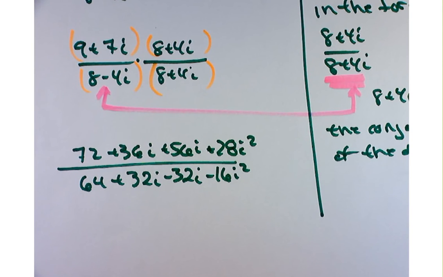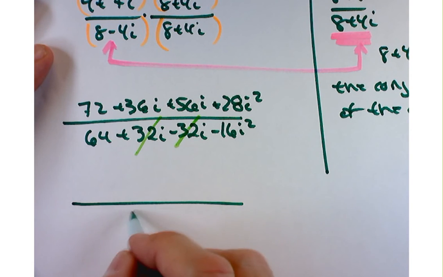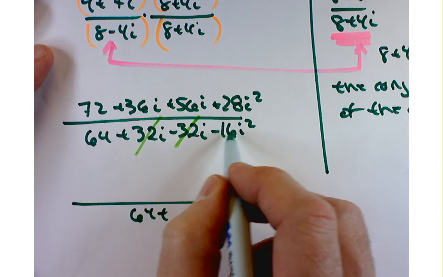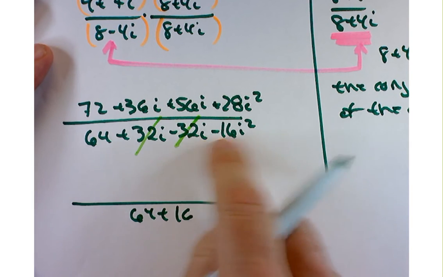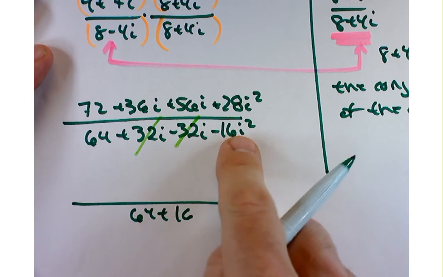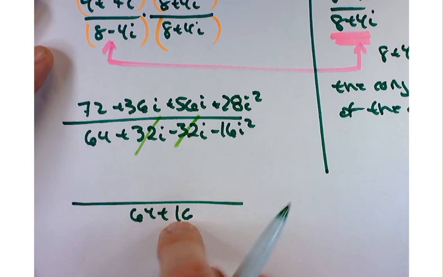Let's clean things up. Now, one of the nice things that happens when you do this is in the denominator, those cancel each other out. Wow, that's kind of cool. And in fact, what you're left with is 64 plus what? Plus 16, because that negative 16i squared becomes a positive 16. Remember, when you square that out, negative 1 times negative 16 becomes a positive 16.